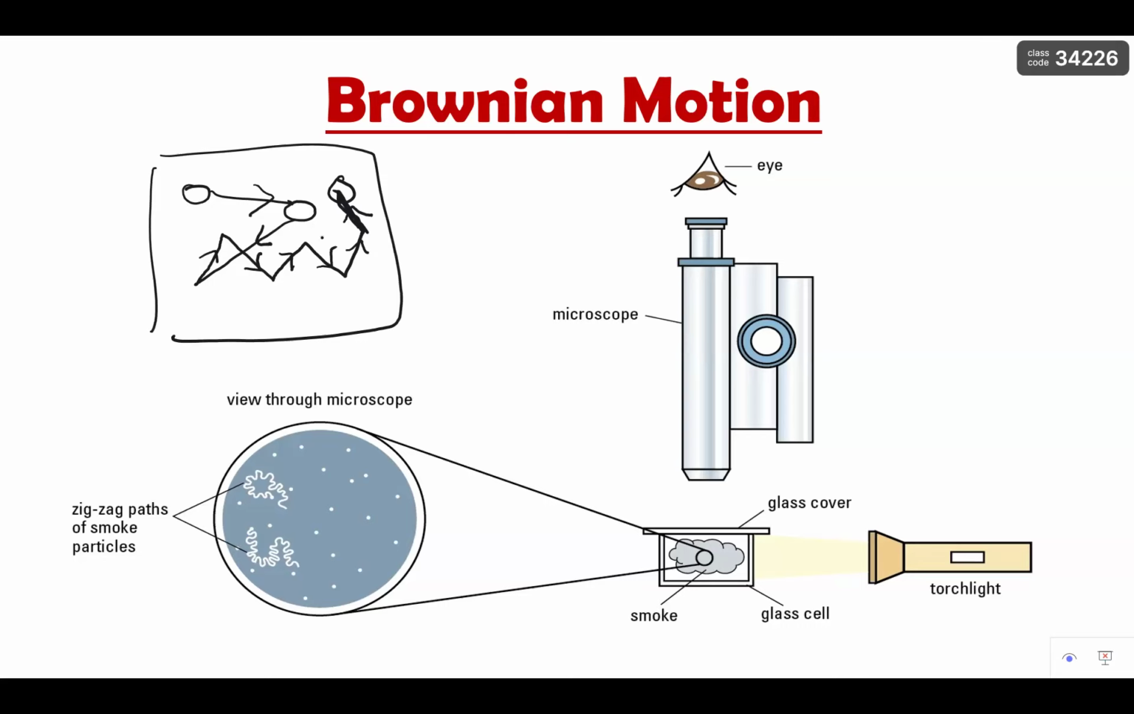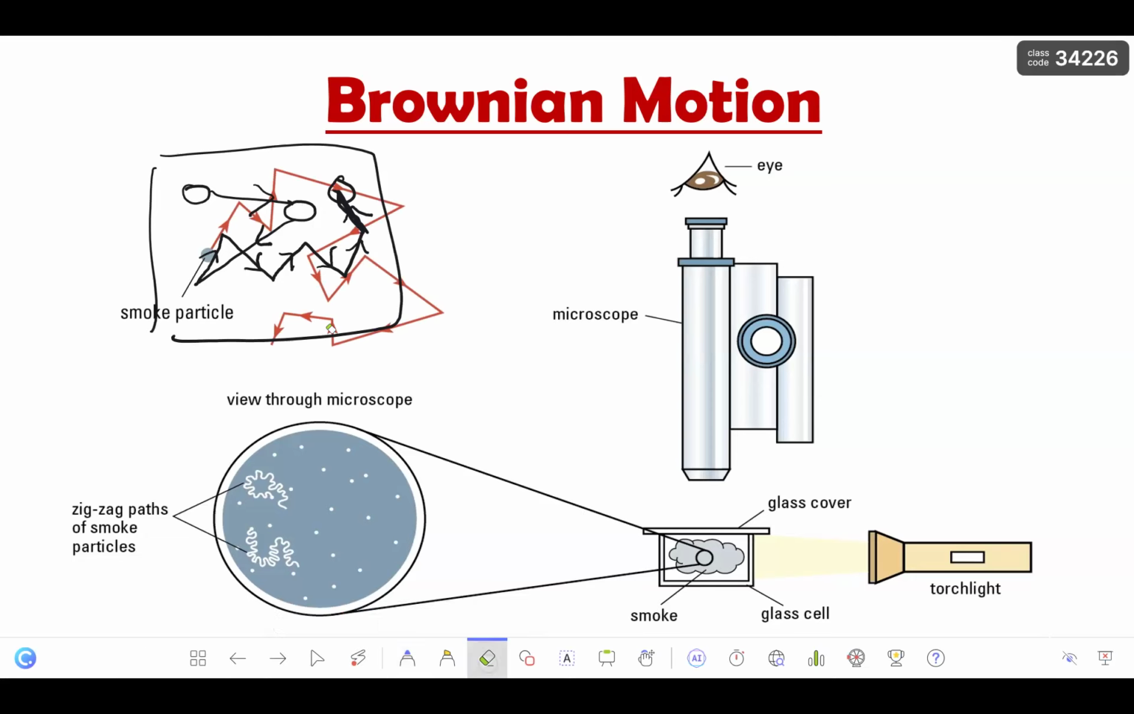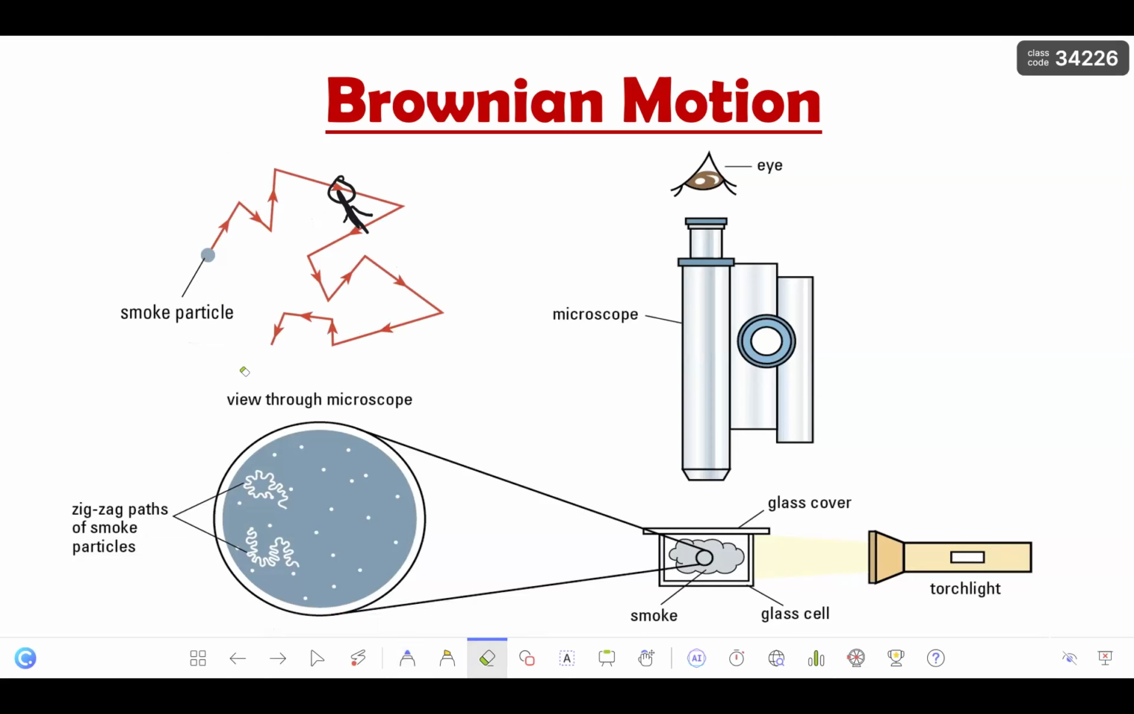So what happens is the particles might hit the smoke particle here and here, then it moves this way because of the direction of the resultant force. Then at the next moment, it might get hit here, so it moves the other way, and so on. Okay, so it will be in a zigzag movement. Okay, next. Oh, I'm going to erase this. Okay, so this is how it looks.